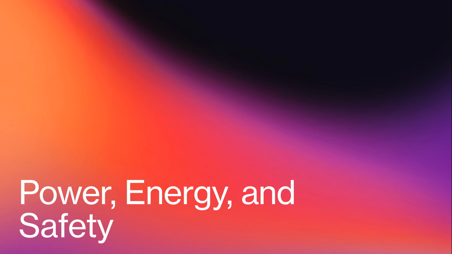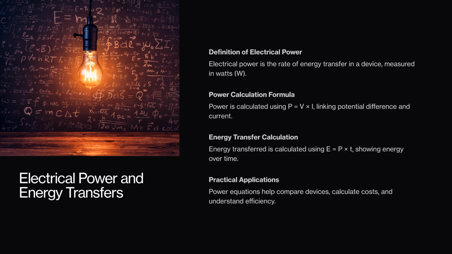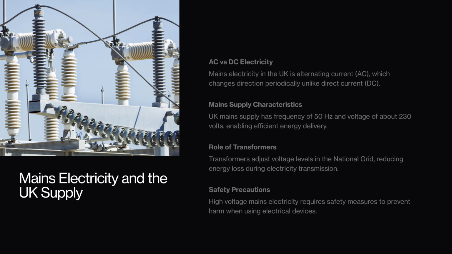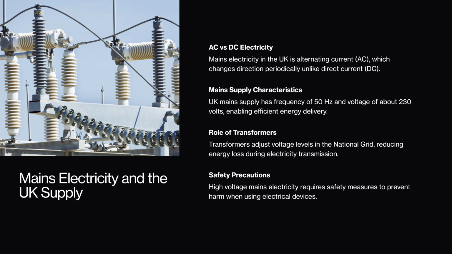Power, energy, and safety. Electrical power is the rate at which an electric circuit transfers energy. Power, P, is measured in watts, W, where 1 watt equals 1 joule of energy transferred per second, 1 J/s. Direct current, DC, flows in one direction, like from a battery. Alternating current, AC, changes direction regularly. This is the type used in mains electricity.